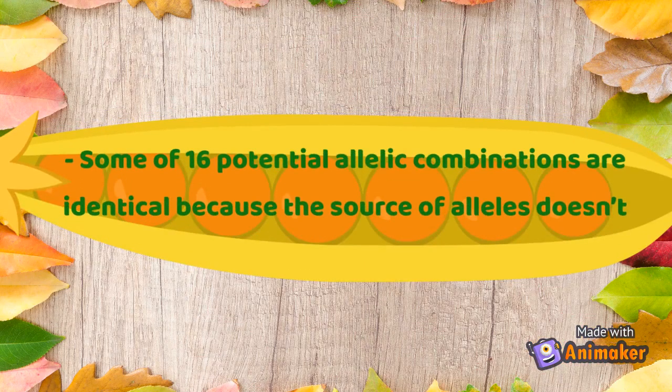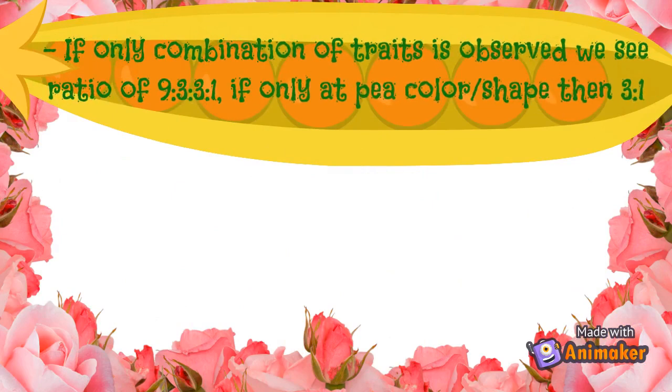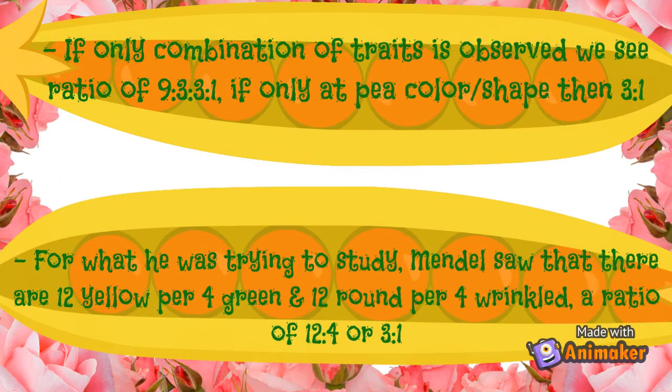Some of the 16 potential allelic combinations are identical because the source of alleles does not matter. When only the combination of traits is observed, we see a ratio of 9 to 3 to 3 to 1. If we look only at pea color or shape, then it is 3 to 1. For what he was trying to study, Mendel saw that there are 12 yellow per 4 green and 12 round per 4 wrinkled, a ratio of 12 to 4 or 3 to 1.